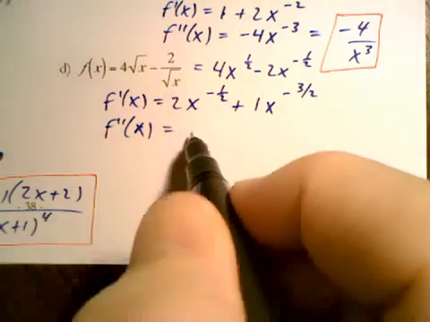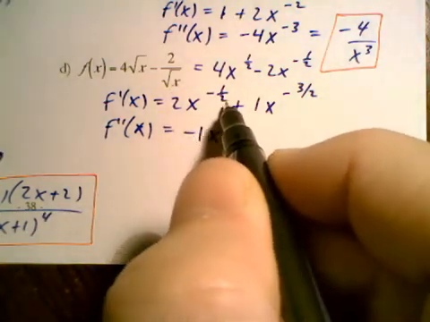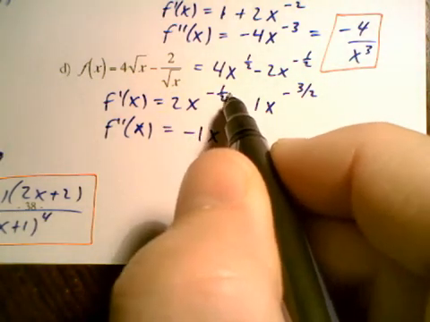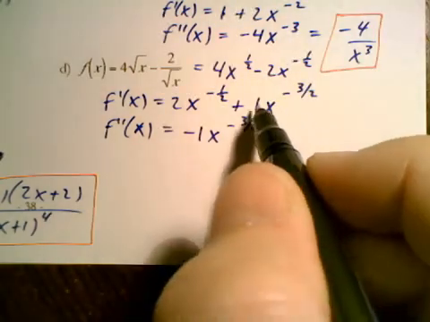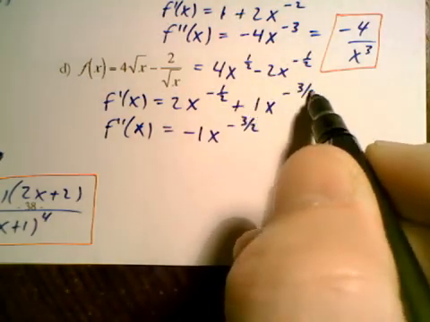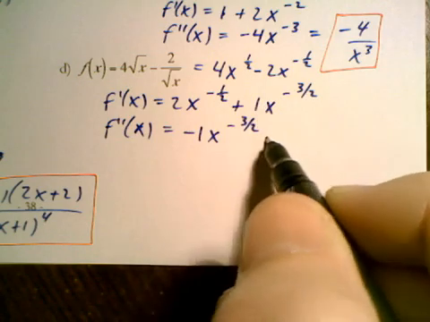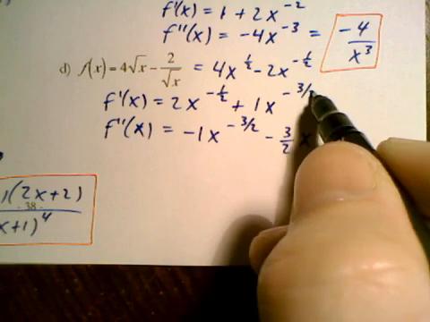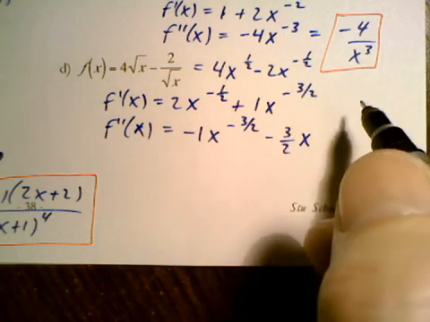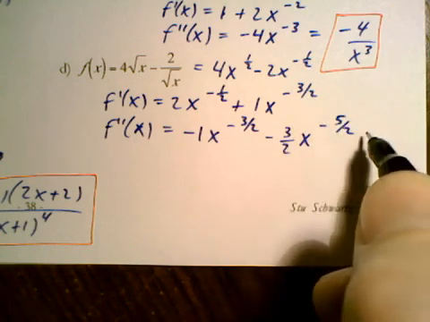2 times negative 1/2 is negative 1. X to the, again, negative 1/2 minus 1, which is negative 3/2. And then plus 1 times negative 3/2. Well, that's minus 3/2 times x to the negative 3/2 minus 1, which is negative 5/2.